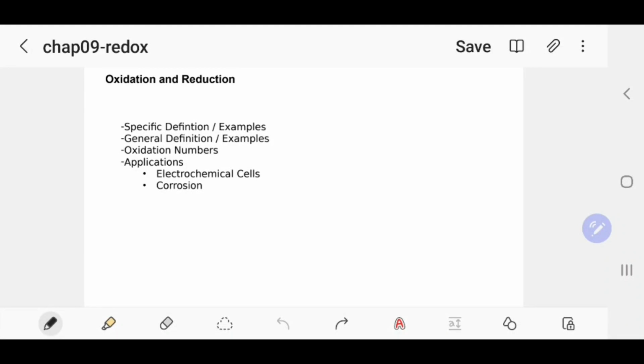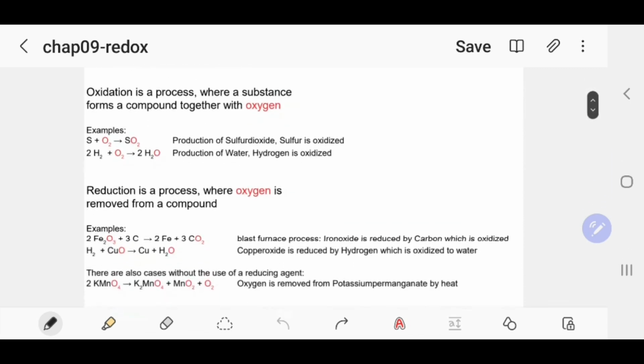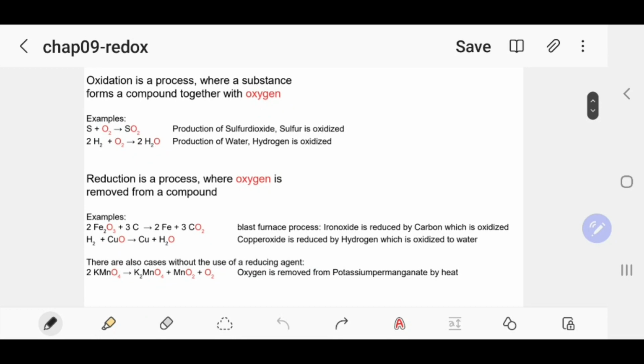Hello again. In this video, we will explain the oxidation and reduction that occur in a chemical reaction, or redox. Oxidation is a process where a substance forms a bond with oxygen. For example, the sulfur in this reaction is oxidized because it bonds with dioxygen and forms sulfur oxide. And the same for the hydrogen in the formation of water. The hydrogen is oxidized because it bonds with oxygen and forms H2O, or water.